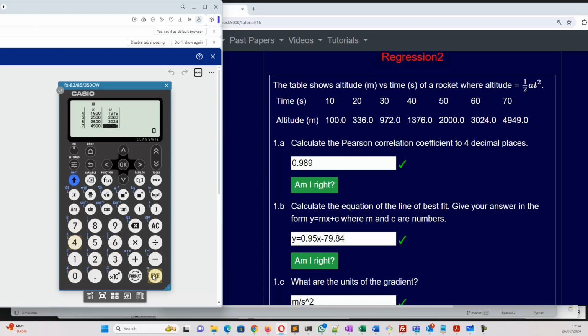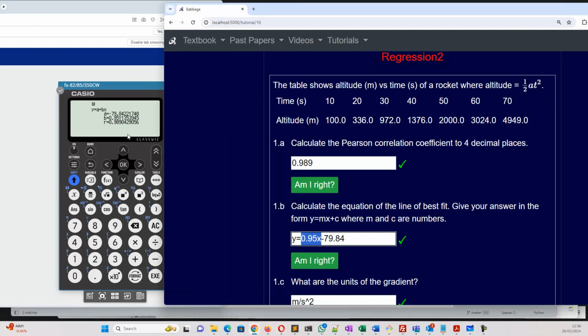Next we press OK. So we can either just click on the 2var results, in which case we get a table of the data, or we can click on reg results for regression results, and we'll choose linear regression, and there we've got the values that we calculated. So we've got r is equal to 0.989. We've got the gradient is equal to 0.95, which is 0.95 here. And we've got the intercept is equal to minus 79.84, which is minus 79.84.